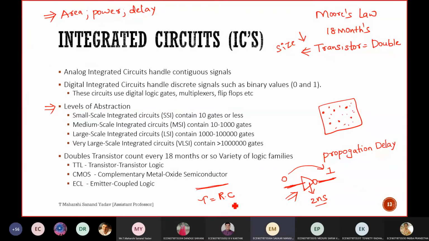Constant of a given circuit. Tau means time constant, which can be calculated by using resistance and capacitance value. Every wire will have certain delay, which can be calculated by using this one.